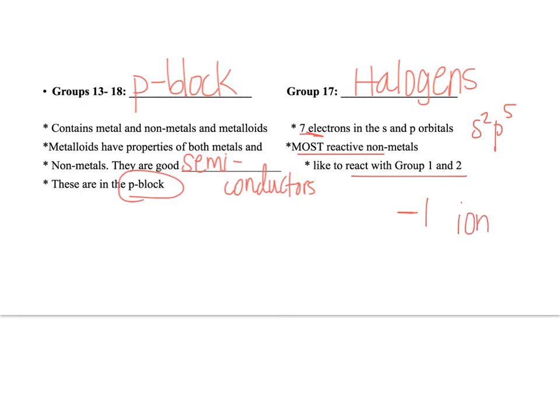Within the p block, we have metals, nonmetals, and metalloids. Remember, the metalloids have properties of both metals and nonmetals, and they tend to be very good semiconductors because they'll conduct electric current somewhat, but not so much that it fries a circuit board. And I believe this was a mistake in your notes, so make sure you make note that it is the p block. They are in the p block, and I think your notes say d block.